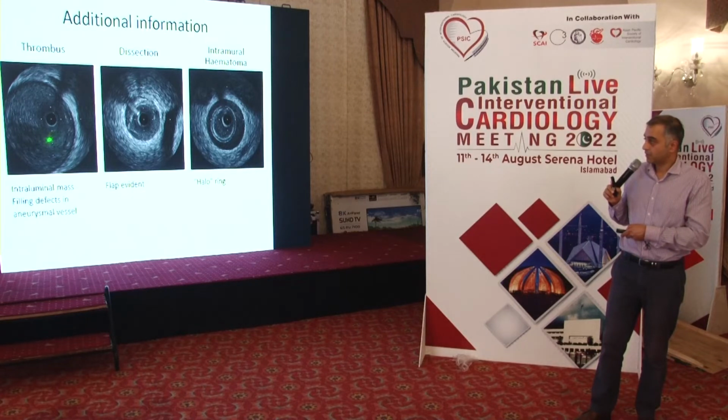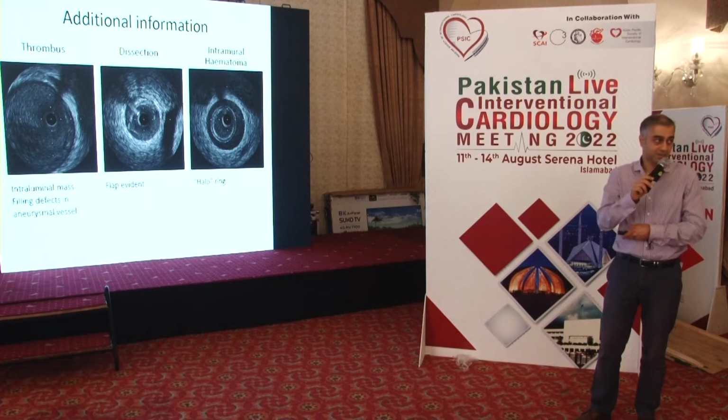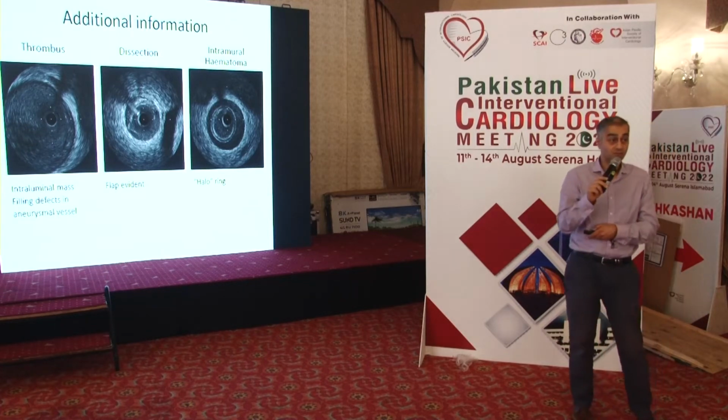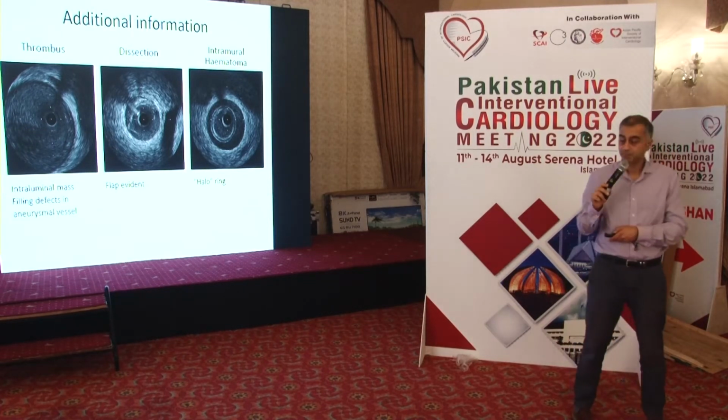So here. And this is actually probably better seen on moving images. These are still images, but you can see there's a mass here within the lumen of the vessel, and this is a filling defect in an aneurysmal vessel. It's most likely to be thrombus. Okay.